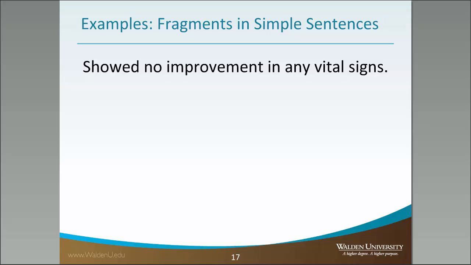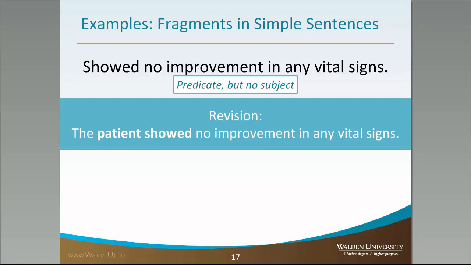Here I have the example, "showed no improvement in any vital signs." So this is an incomplete sentence, a sentence fragment, because it's missing the subject: who showed no improvement in any vital signs. So we have the predicate in a sentence, we're missing the subject. To revise this, we could say, "The patient showed no improvement in any vital signs." So here we have a subject, we have a predicate, we have a period, we have a complete sentence.